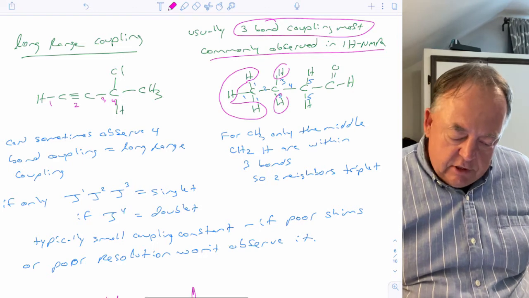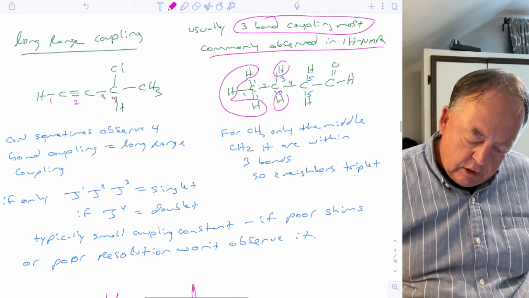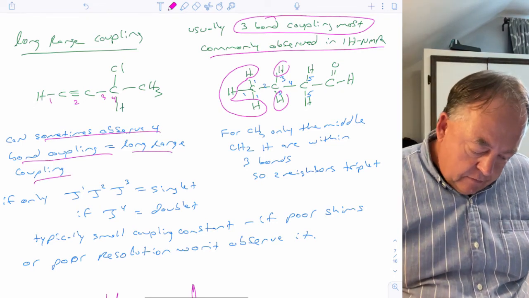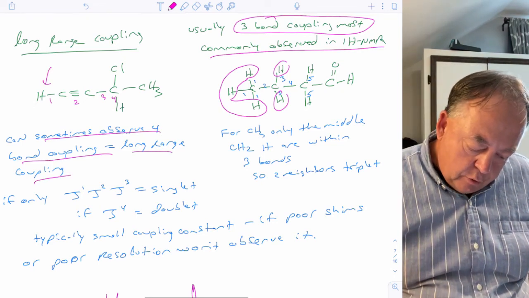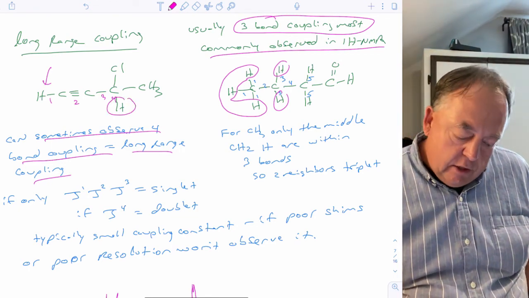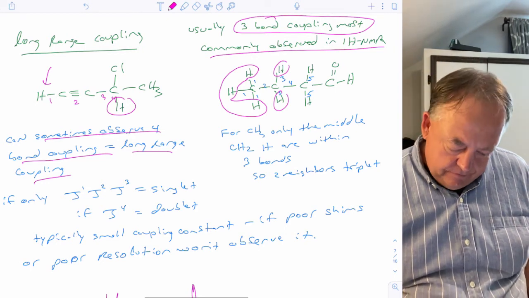But sometimes you can observe 4-bond coupling. That's what's called long-range coupling. So from this hydrogen, if you go 1, 2, 3, 4 bonds, that hydrogen is 4 bonds away. So it's close enough in space to split that alkyne hydrogen.